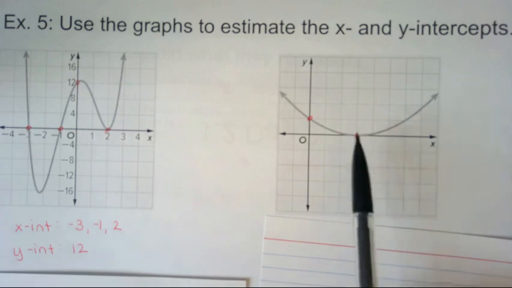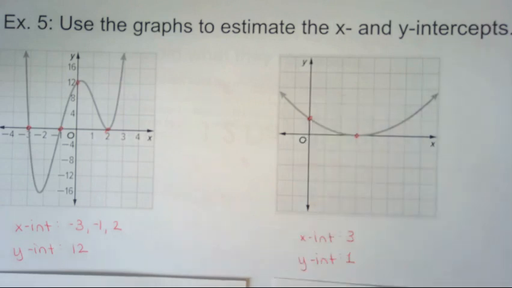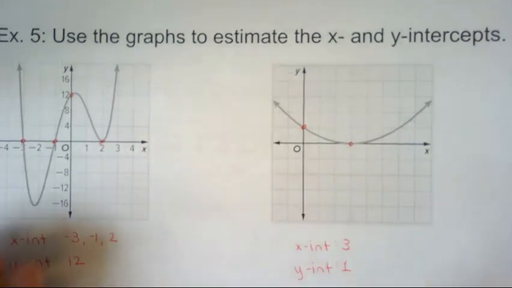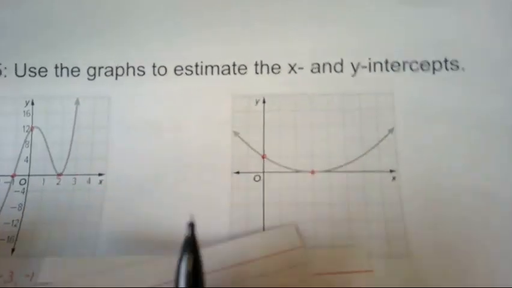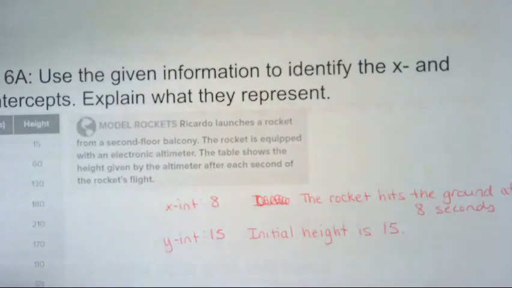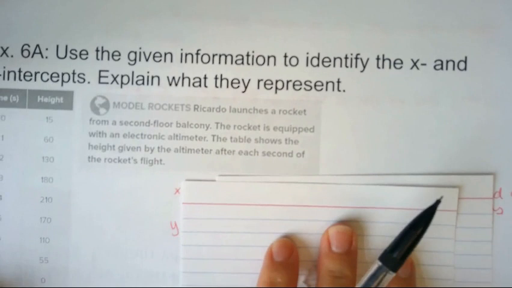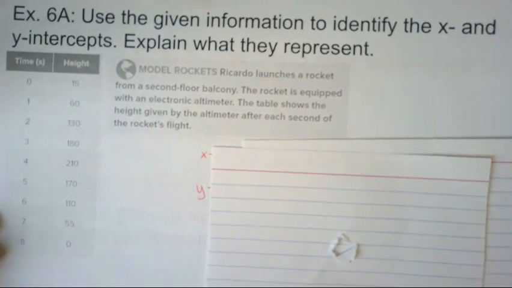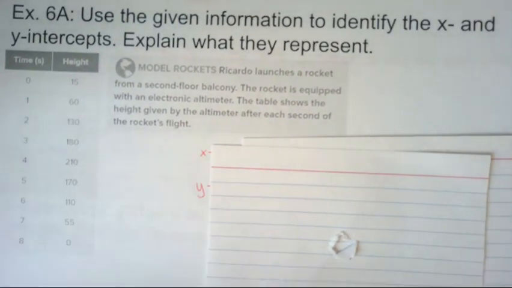On the next graph, you should have a y-intercept at 1 and an x-intercept at 3, just utilizing those 2 points. Now, what does it look like when you have a table and a real-world example? So using the given information, identify the x and y intercepts, and explain what they represent. So Ricardo launches a rocket from a second-floor balcony. The rocket is equipped with an electronic altimeter. The table shows the height given by the altimeter after each second of the rocket's flight.